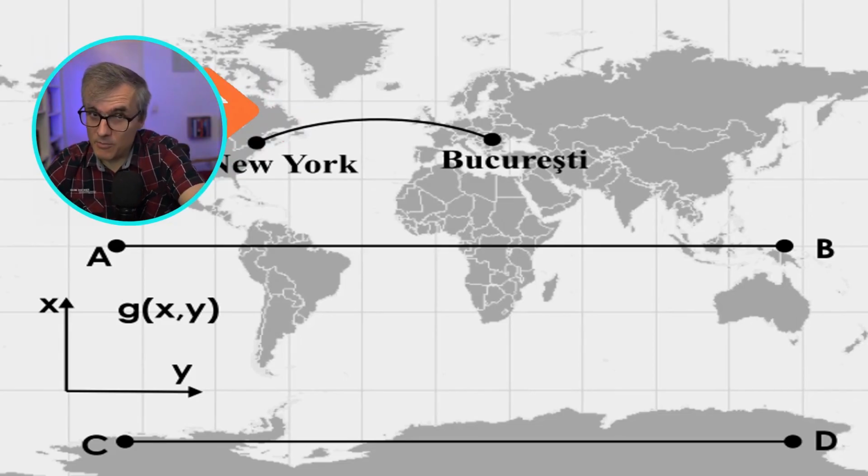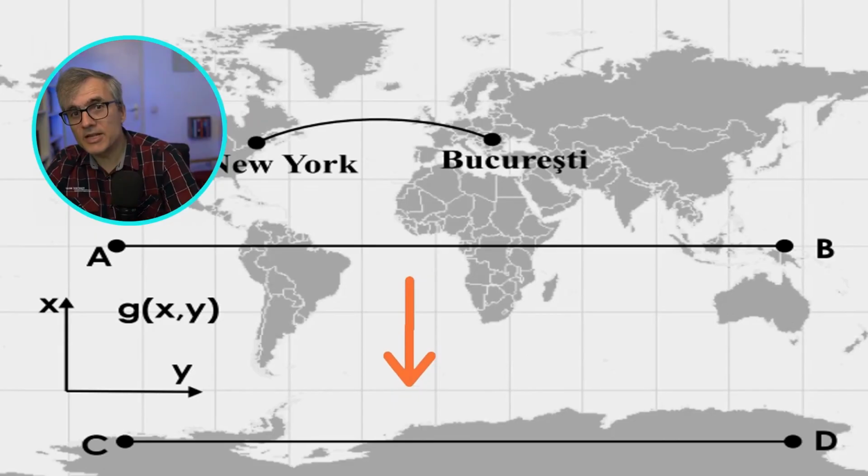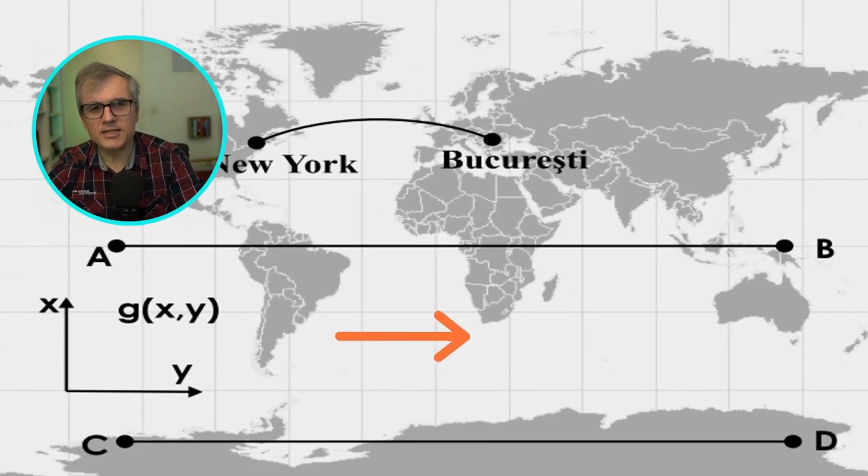Thus, to fly from Bucharest to New York, a plane will choose a trajectory similar to the one in the figure. Also, two equal distances on the map may not be equal in reality. For example, points C and D are actually closer to each other than A and B because they are located closer to the South Pole.